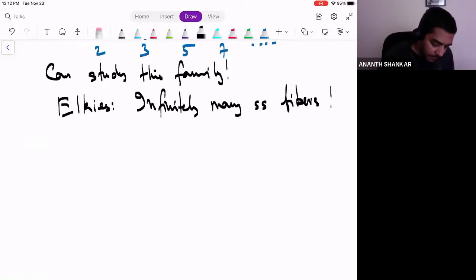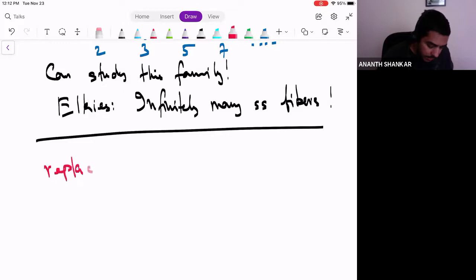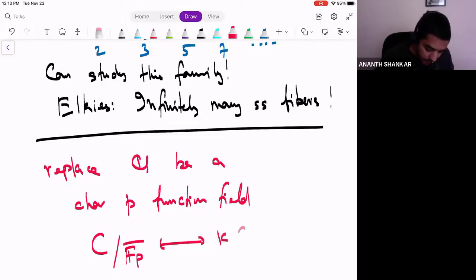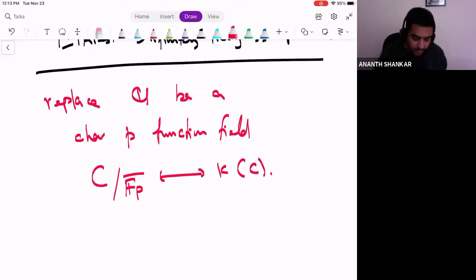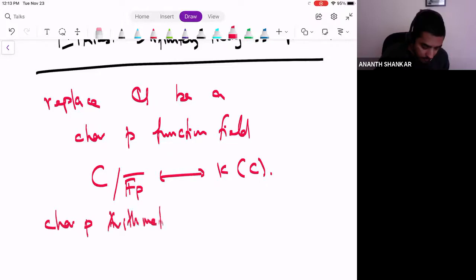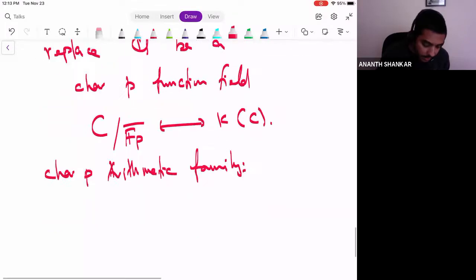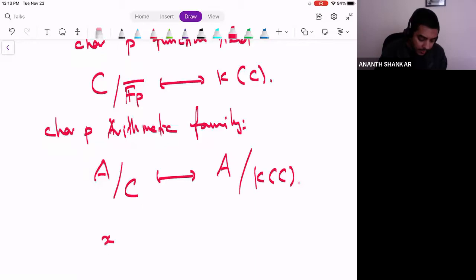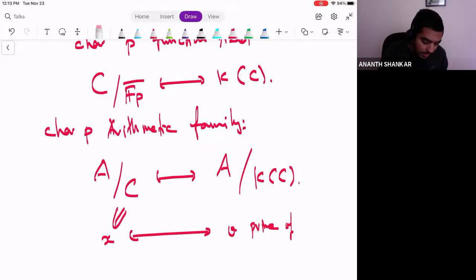Another type of arithmetic family is to replace Q by a characteristic p function field, which is going to correspond to a curve over some finite field. Let me just say F_p bar for simplicity. So K of C is going to denote the function field of C. And a characteristic p family is just going to be an algebraic family of abelian surfaces over C, equivalently, an algebraic family of abelian surfaces over K of C. And again, points of C are going to be the same as primes of K of C. We say a place of K of C.